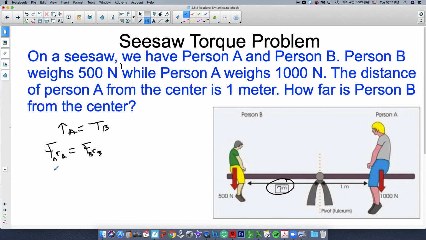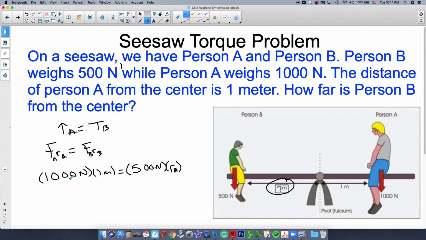So let's start filling in the information. Person A, his force is 1,000 newtons, and we're given his radius is 1 meter. So person B, his force is 500 newtons, and his radius is, we don't know. So we are going to not mark that with a question mark. We're going to leave that as an R for the radius of person B.